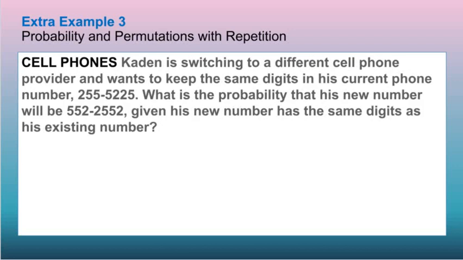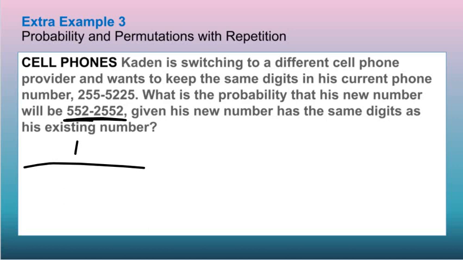Next, Caden is switching to a different cell phone provider and wants to keep the same digits in his current phone number, 2555225. What is the probability that his new number will be 5522552, given his new number has the same digits as his existing number? So there are 7 digits. That'd be 7 factorial. Let me do it as a probability. So there's only one number to be like that.